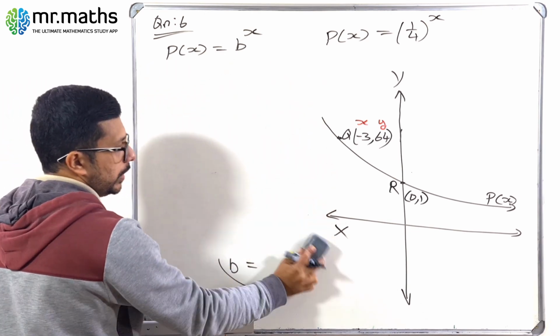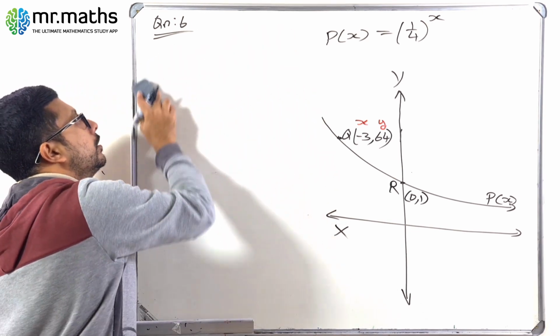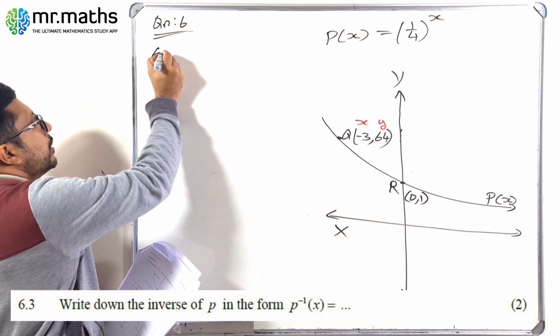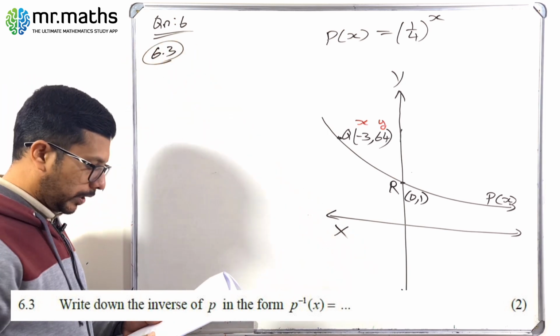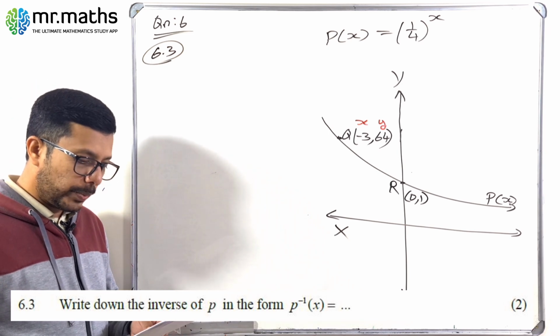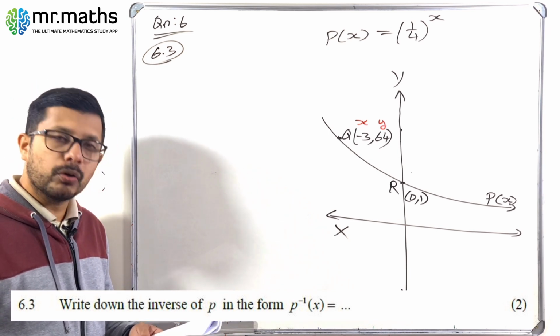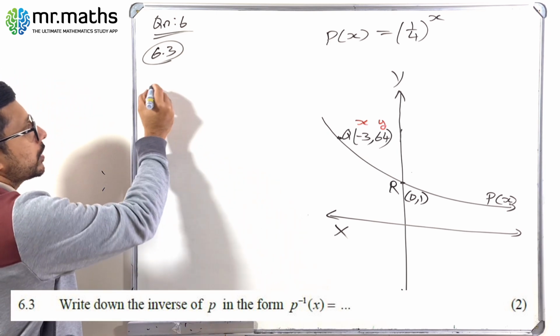Now let's move to the next question, 6.4, I mean 6.3. Question number 6.3. What is that question? Write down the inverse of p in the form p inverse of x. So you have to write the inverse of p. Okay, so what is p(x) now?